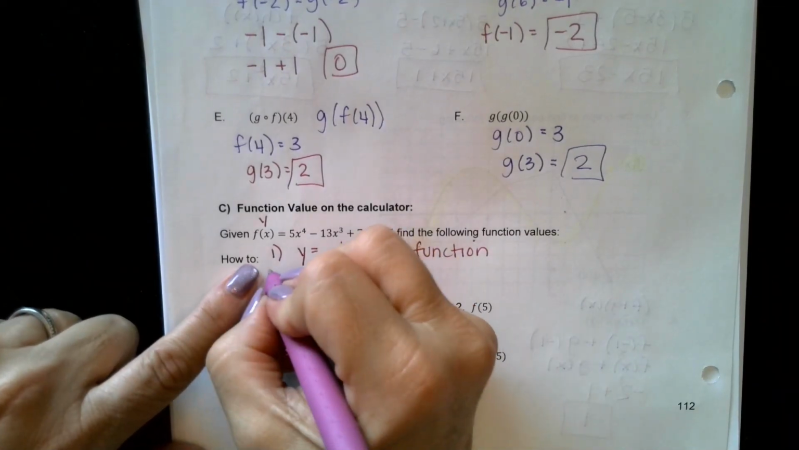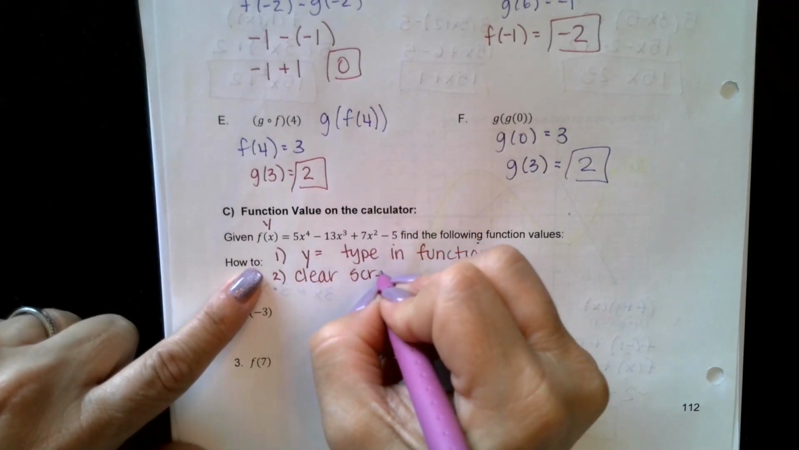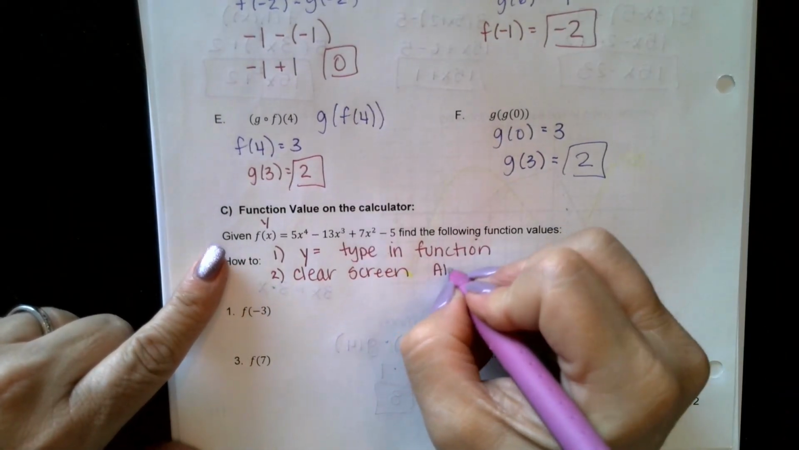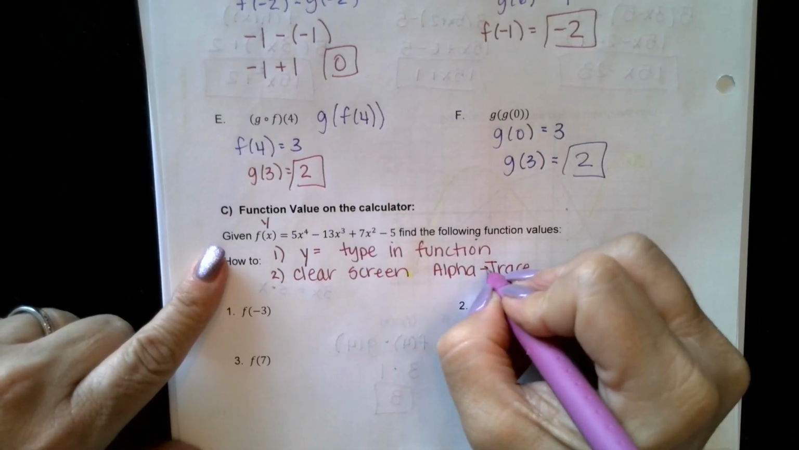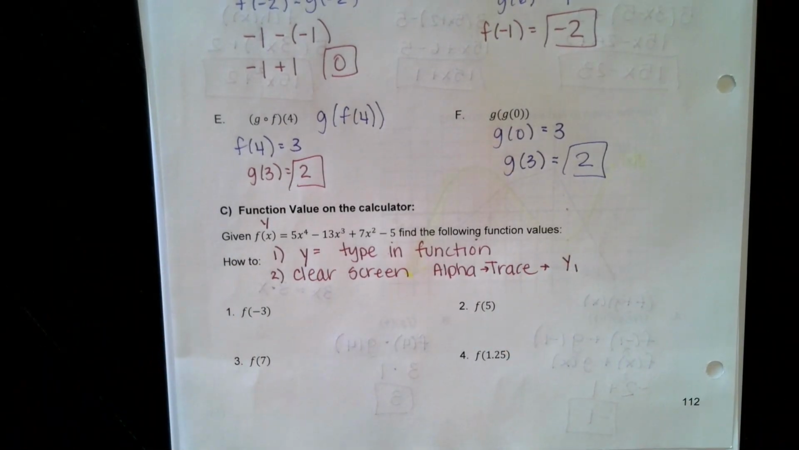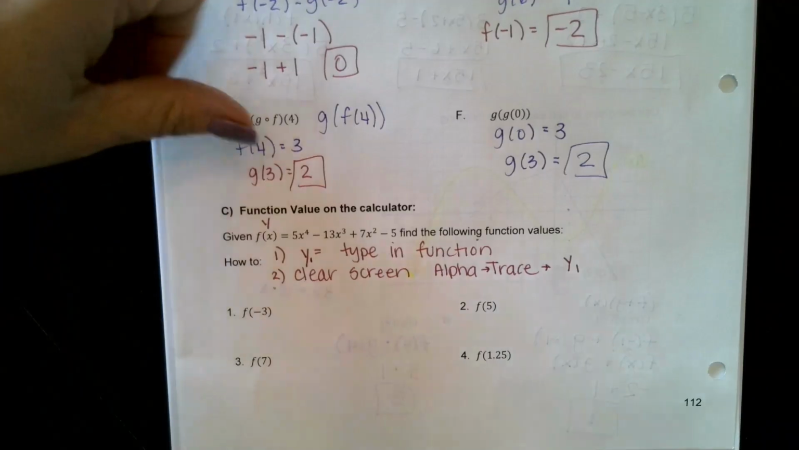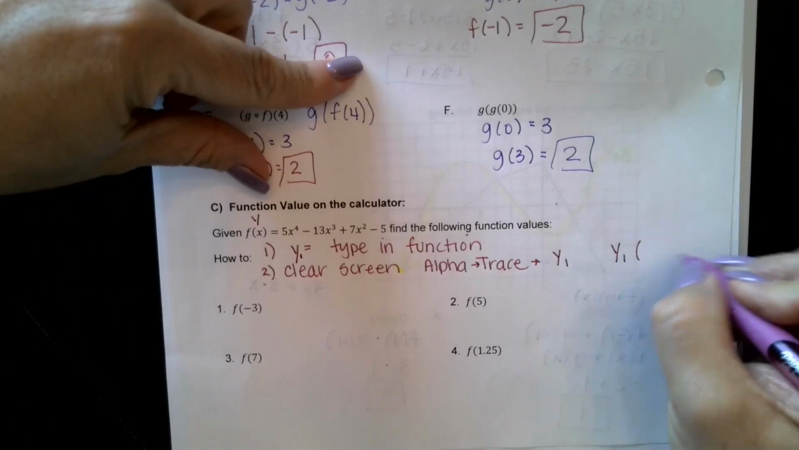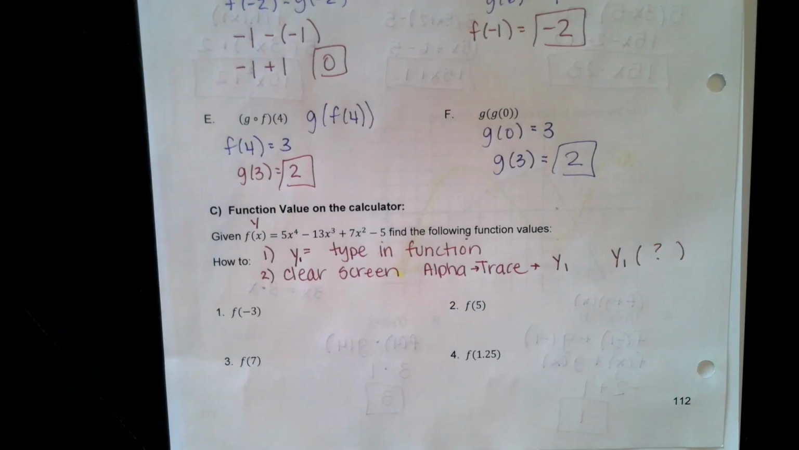And then from a clear screen, you're going to hit alpha trace, so alpha trace on your calculator, and you're going to pick y1 because that's where we're going to type this in. Actually, I'm going to go up here and add a 1. So we're going to put y1. And then when we have y1, we're going to put the parentheses and we're going to put whatever our value is that we want. Okay? All right, so let's do this together.